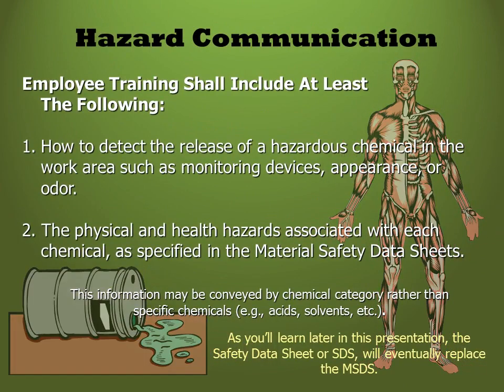Employee training shall include at least the following. 1. How to detect the release of a hazardous chemical in the work area, such as monitoring devices, appearance, or odor. 2. The physical and health hazards associated with each chemical as specified in the material safety data sheets. As you'll learn later in this presentation, the Safety Data Sheet, or SDS, will eventually replace the MSDS.